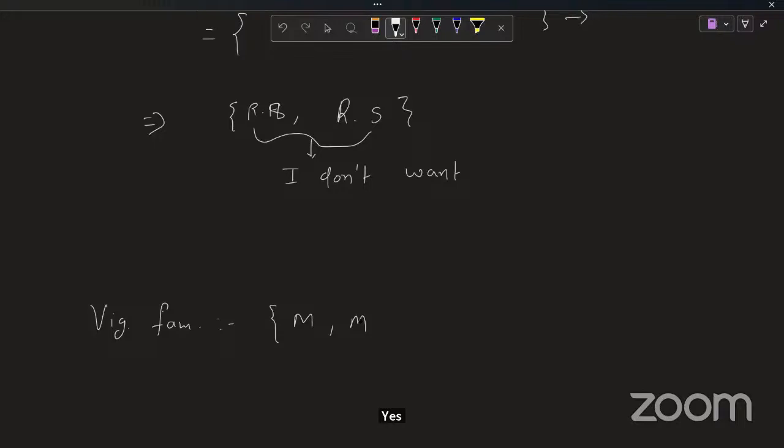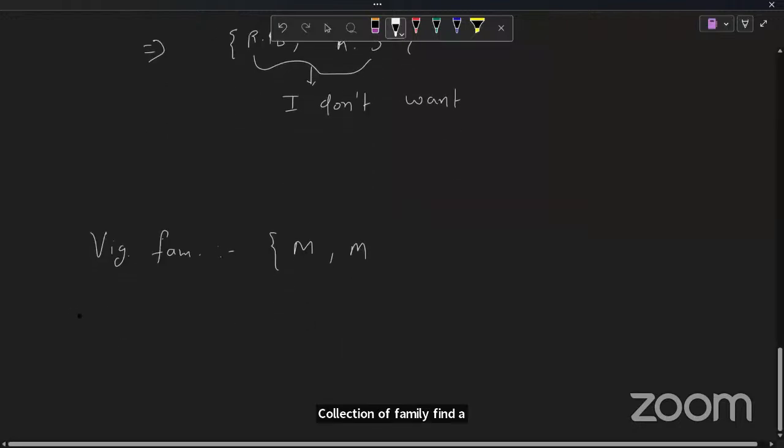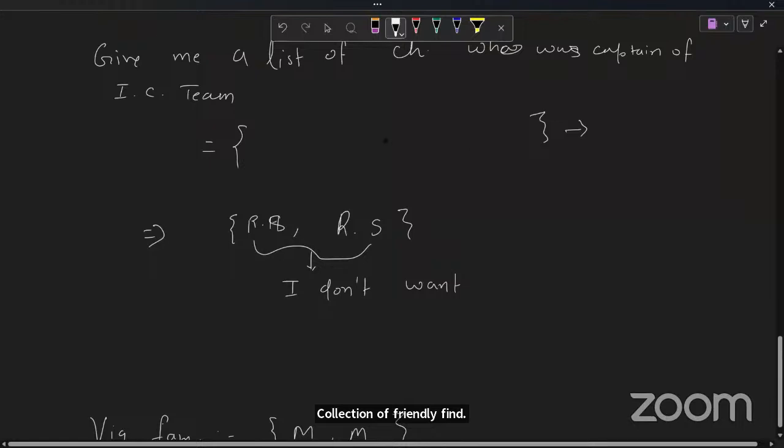Why are we including this well-defined word? Now tell me, do I need a well-defined collection, or do I need a collection of well-defined items? What I have discussed up to this point.